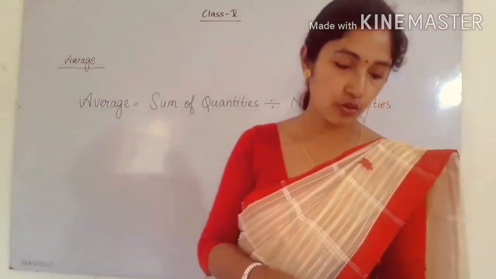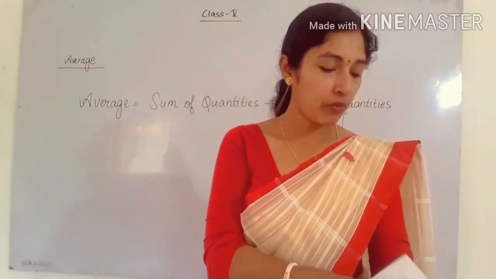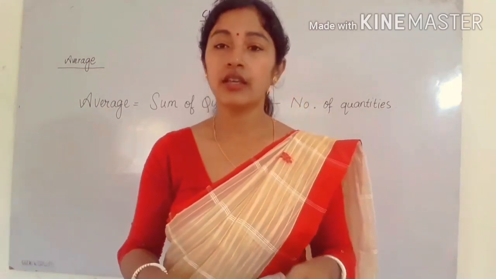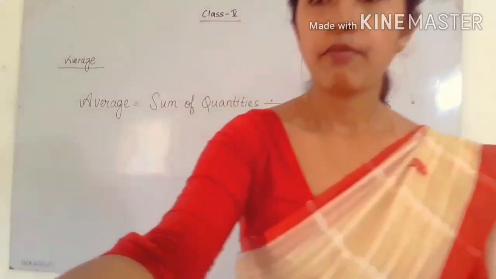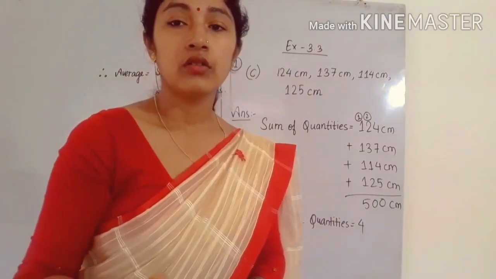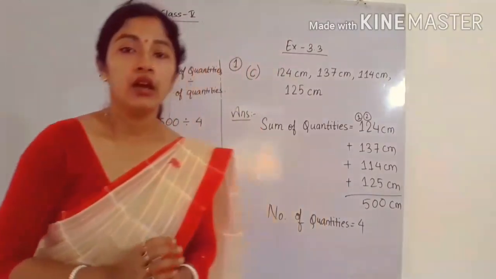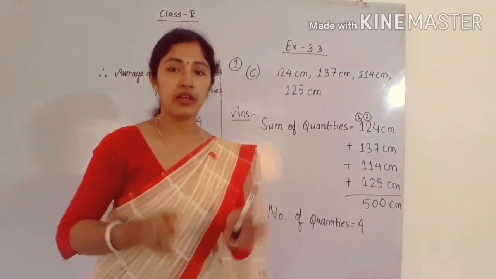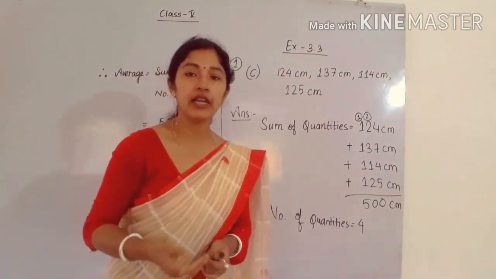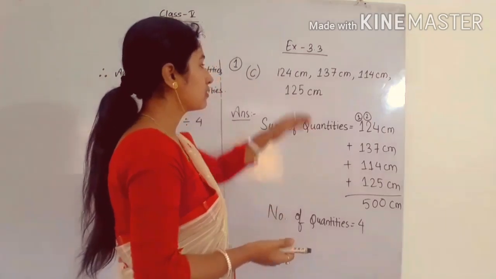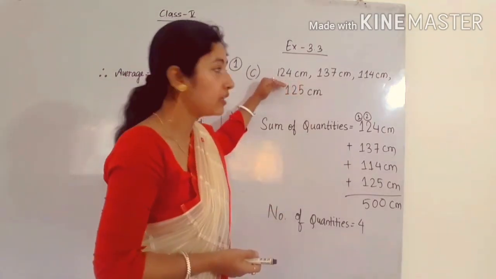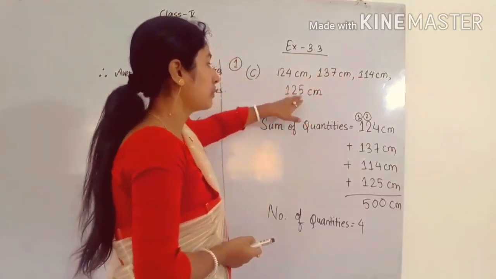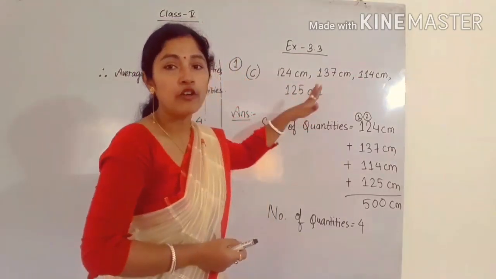Okay. So let us do some questions from exercise 3.3. I am going to do question number 1C. Okay, so let us do it. In question number C, lengths are given. Suppose there are 4 strips of different length. The length of the first strip is suppose 124 centimeters. Second strip is this much, third strip is this, and fourth strip is this. So there are total 4 strips.